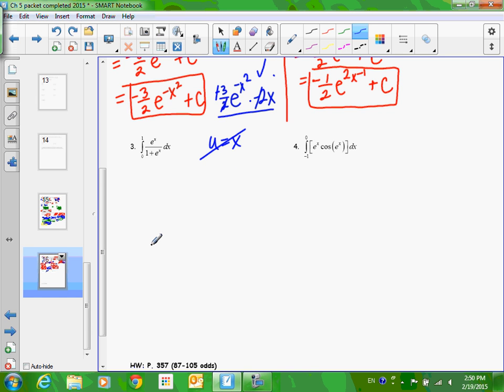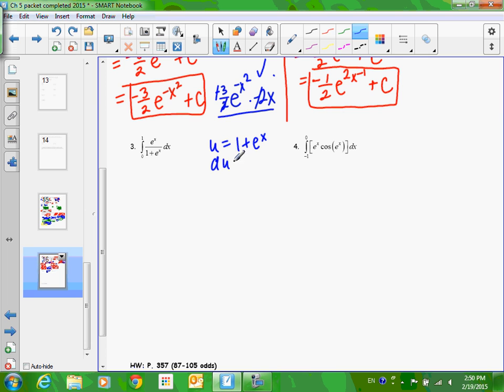u and x, that doesn't help you. It's just a different letter. Okay, so any ideas on what we could let u equal? 1 plus e to the x. Yeah, y'all are looking at the denominator thinking about what we did last week. And if we pick the wrong u, then you figure it out pretty quick.